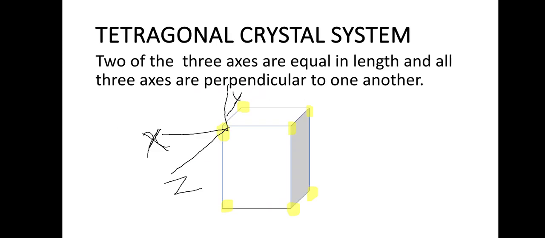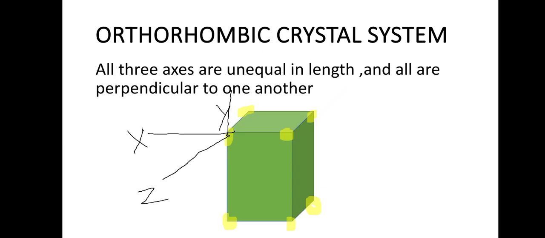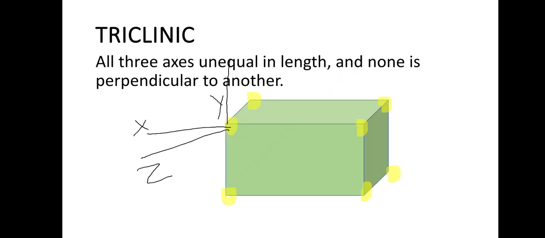And then the second one is tetragonal crystal system. In these, two lengths are equal and the third is not equal, and all three angles are equal to 90 degrees. And the third one is orthorhombic. In this, all lengths are unequal and all angles are equal. And the fourth one is triclinic. In this, all lengths are unequal and all angles are also unequal.